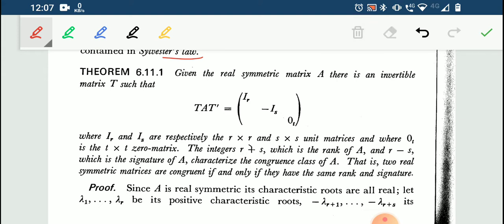So now, this characterizes the congruence class of A. That is, two real symmetric matrices are congruent if and only if they have the same rank and signature.